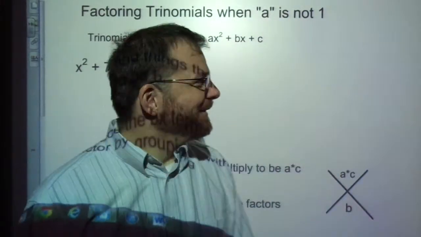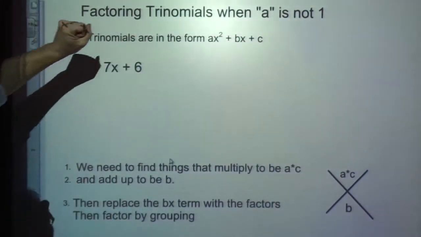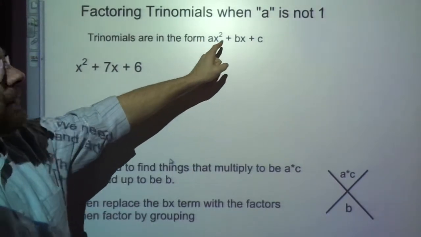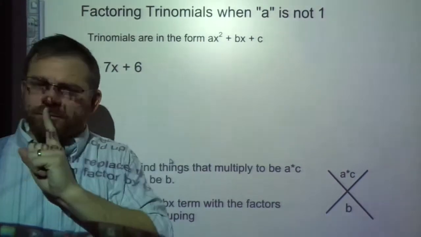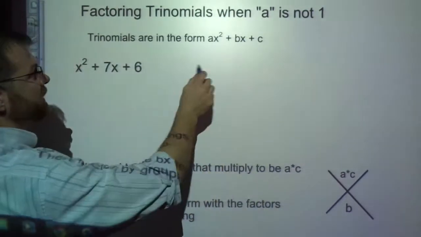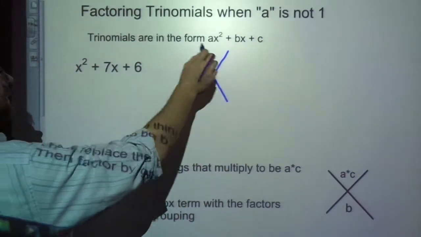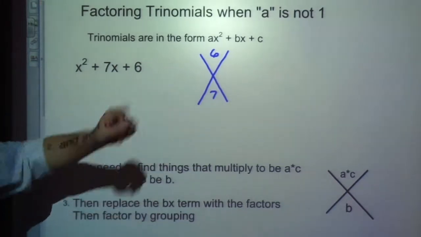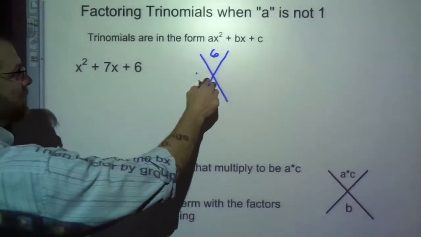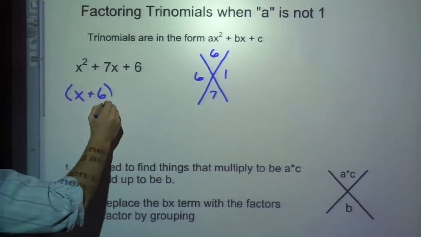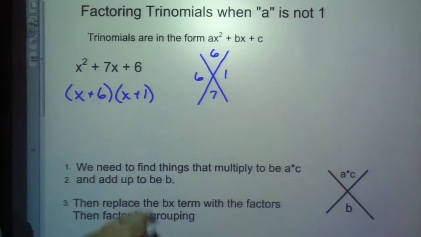Now I'll do all the work. Okay, so when the first coefficient is not 1, we need to look at it. We know the general form of trinomials is like this. But something like this we know how to do. We've always taken the 6 and put it up here, and the 7 is going to go underneath. So things that multiply to be 6 and add up to be 7 are 6 and 1. So we can go straight to our answer, x plus 6 times x plus 1. That's how things have worked so far up until now.